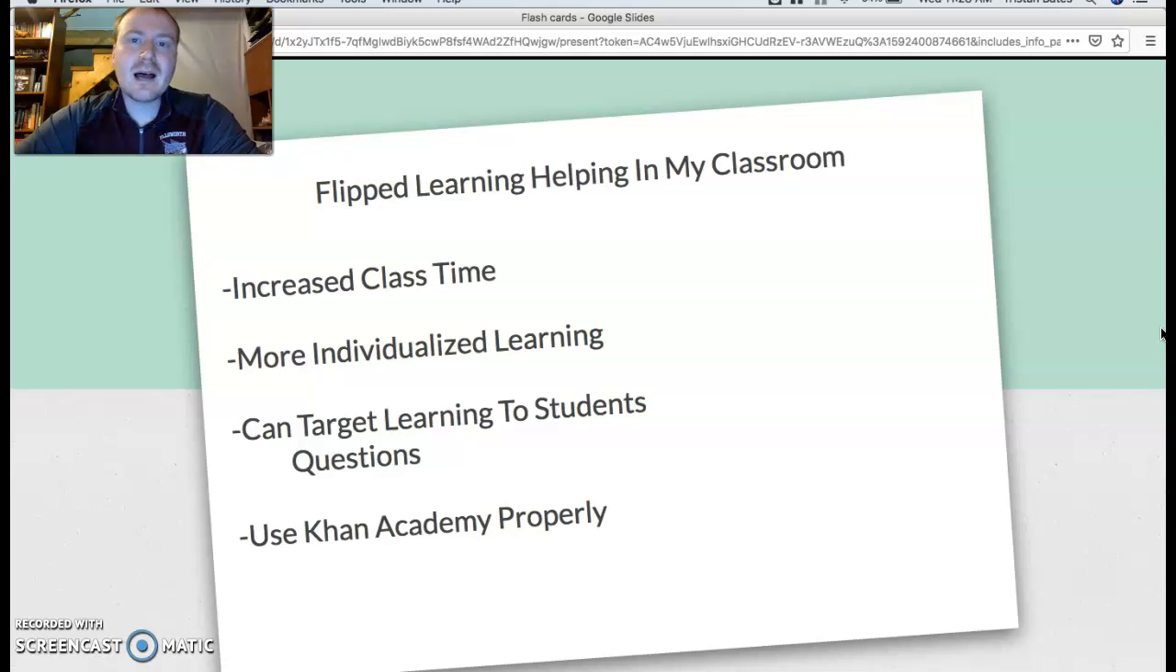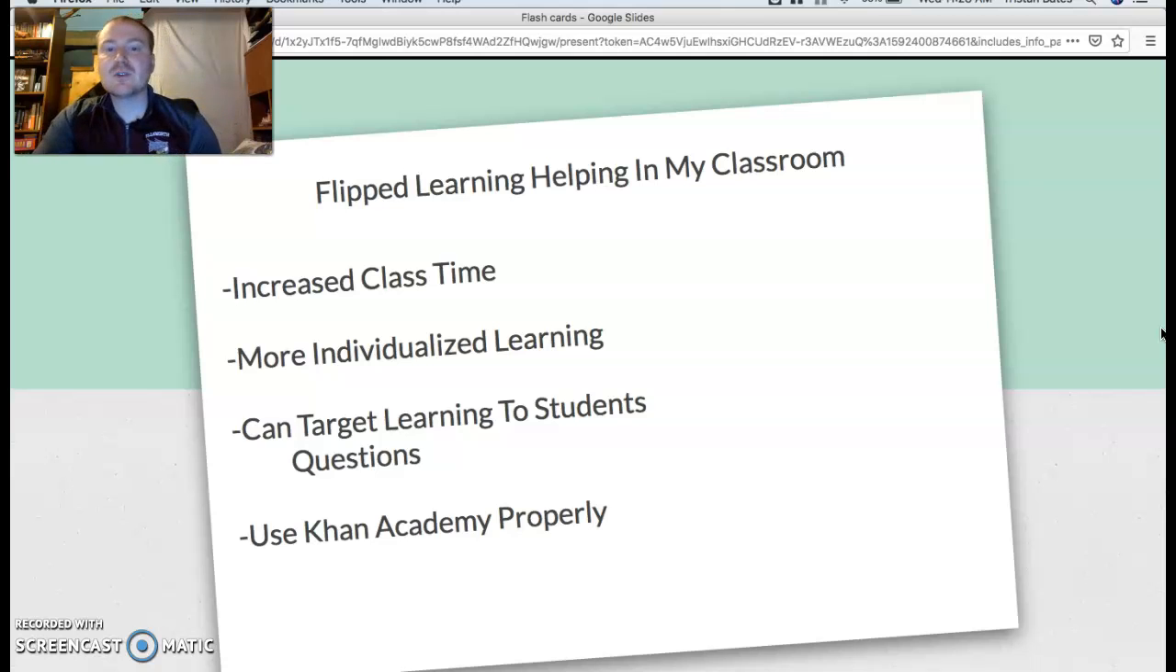So flipped learning, how can I help in my classroom? Obviously, with the high school math course, flipped learning is something that I'm very interested in because it does increase the class time. It frees up a lot of class time so that instead of lecturing, you have that time to have students working on examples, working on problems, and practicing. So you can do more individualized learning because after they've watched the videos and they're in your classroom, then you can see where their issues are and you can help them. So you can target your learning to the students' questions.